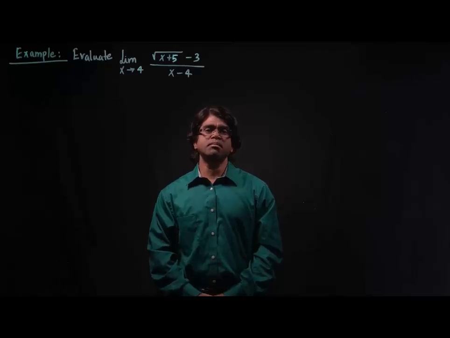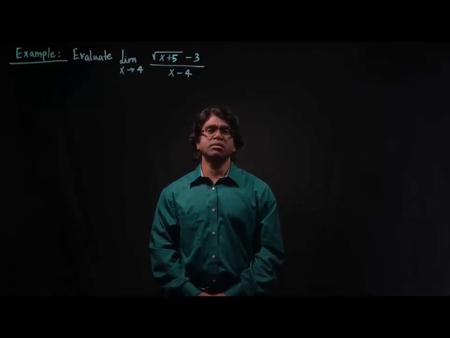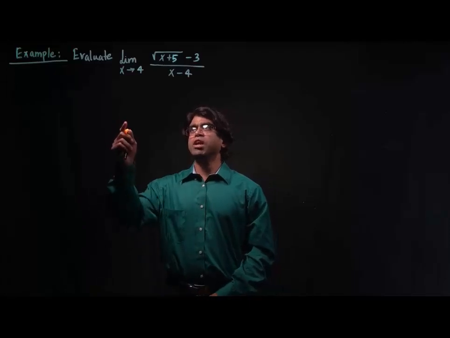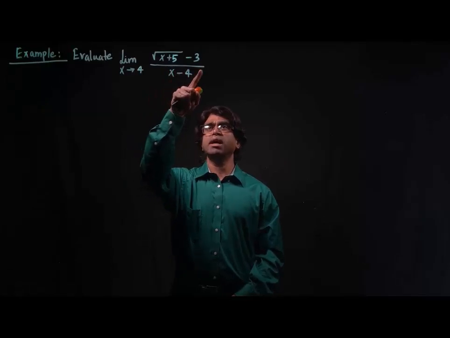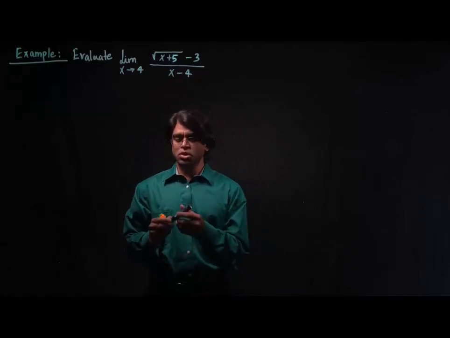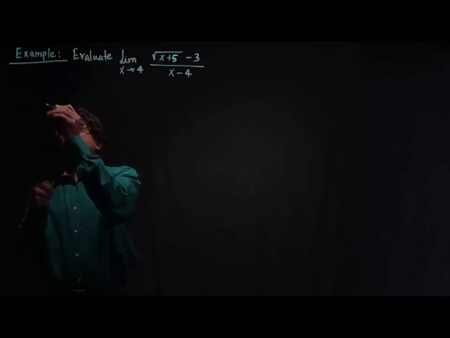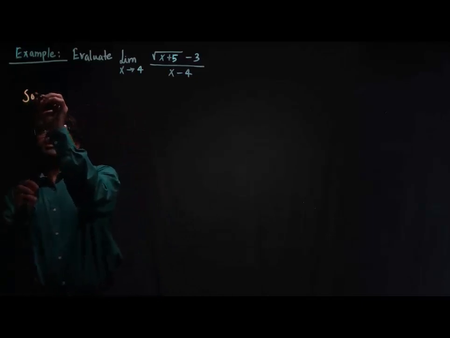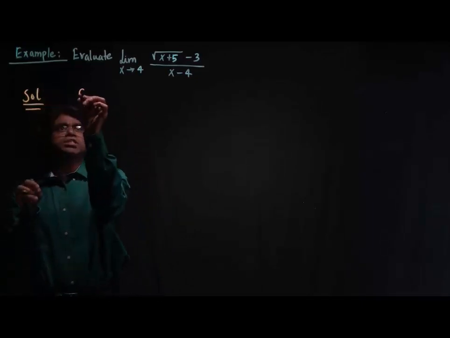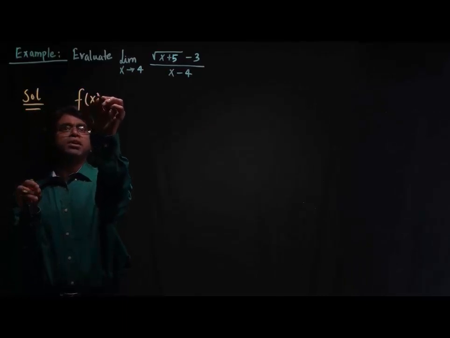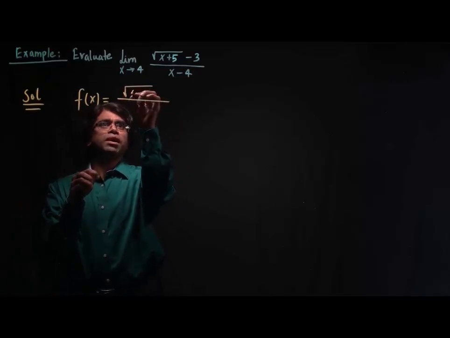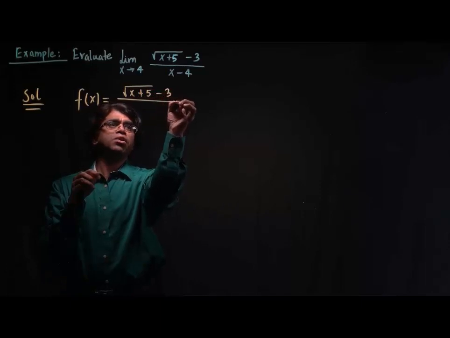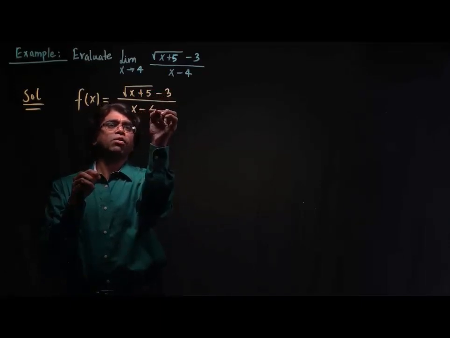Let's talk about an example of a rationalization of limits. The example is: evaluate the limit as x tends to 4 of the square root of x plus 5 minus 3 over x minus 4. As you can see, our function is given as f of x equals the square root of x plus 5 minus 3 over x minus 4.